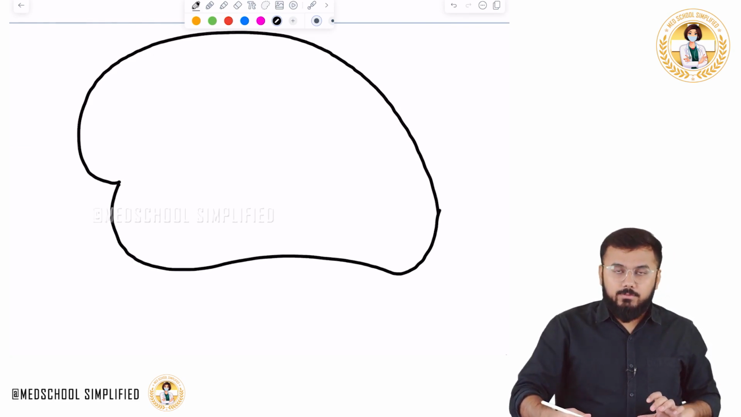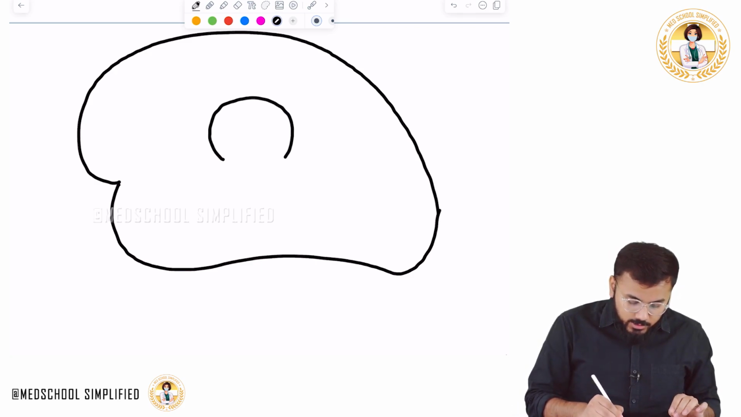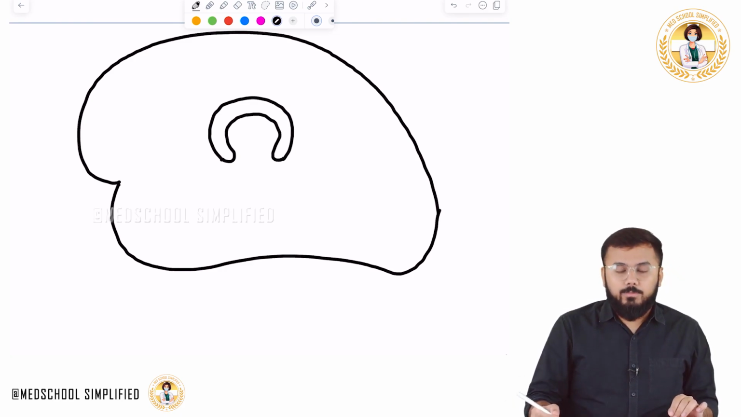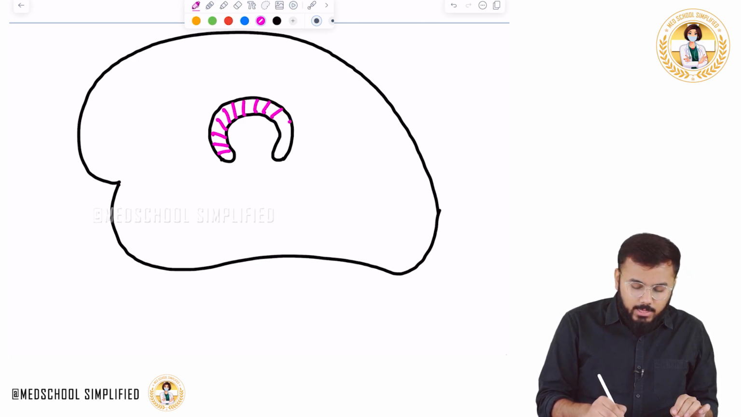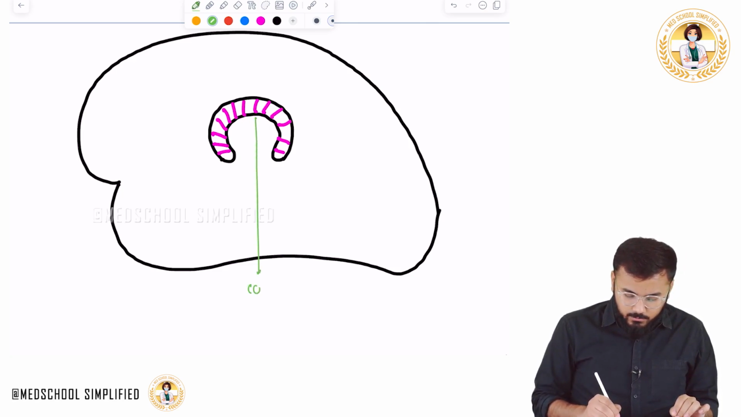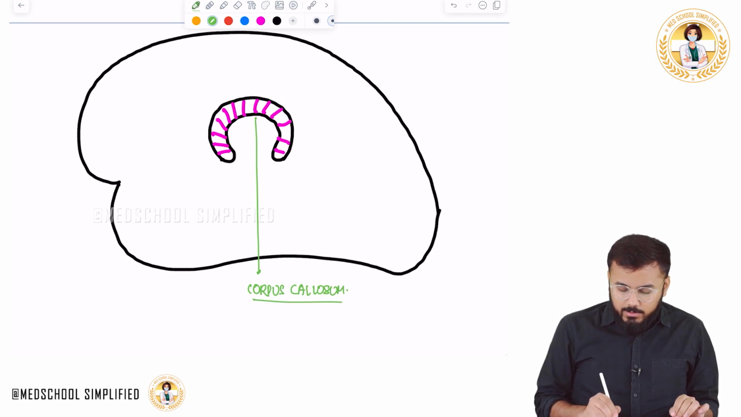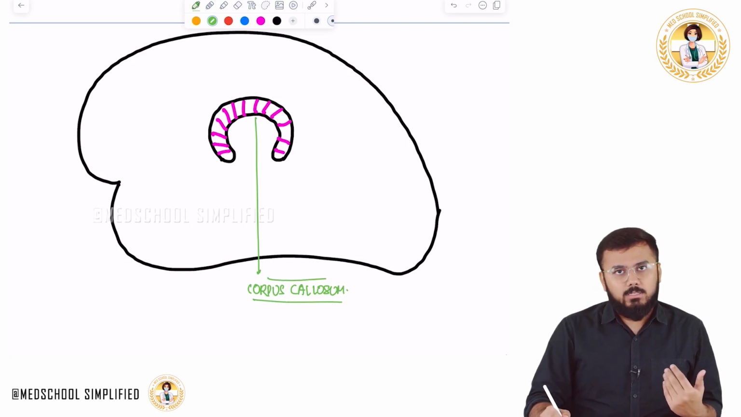So this is the medial surface. How am I telling? Because in the medial surface down here, I have got a structure, and this structure over here is called your corpus callosum. So what is corpus callosum and what are the structures associated with it, in detail I have discussed previously.